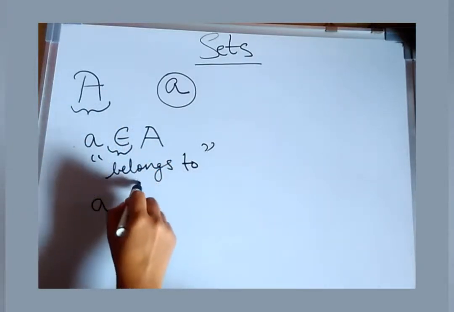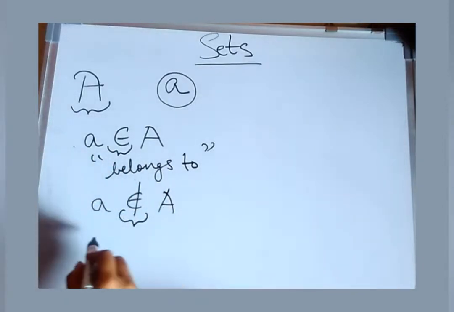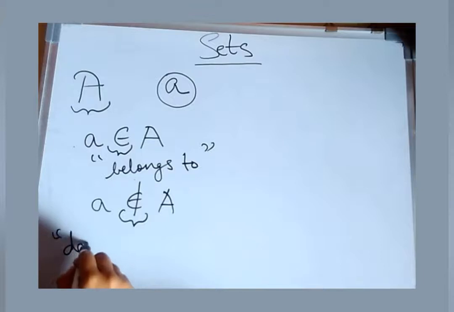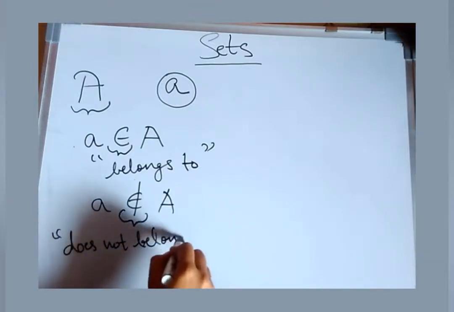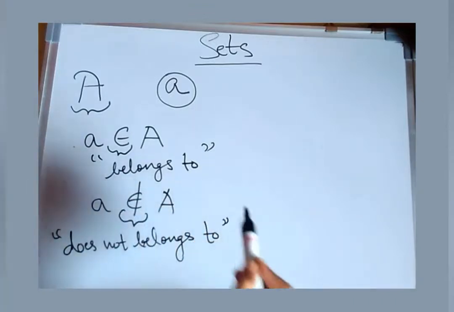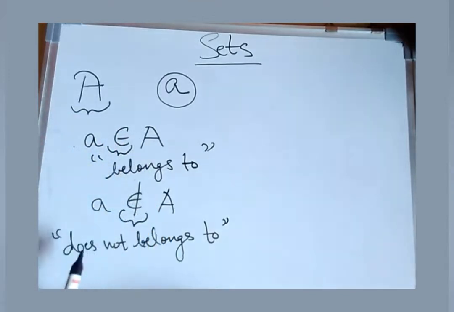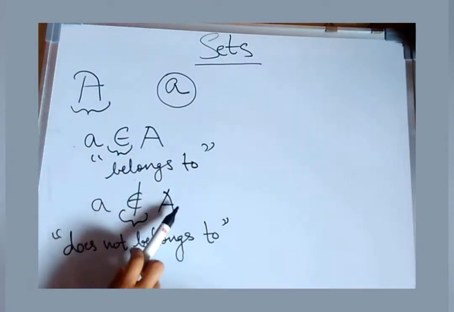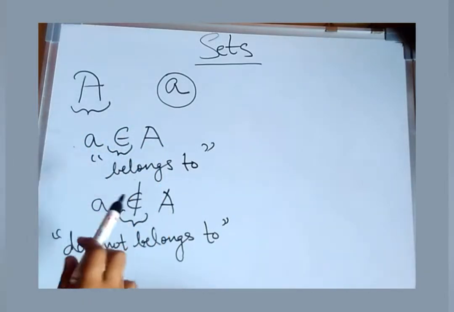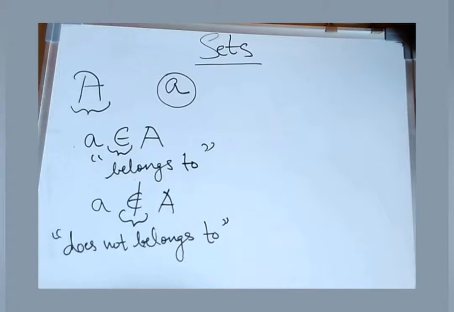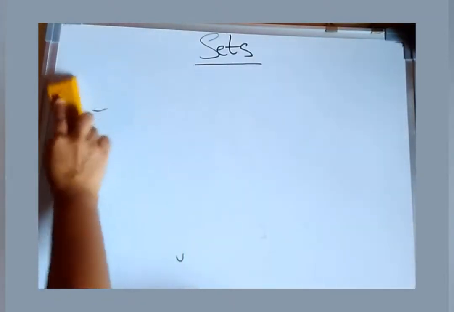And when I write this way, what will this be? Does not belong to. So this symbol means a belongs to the set capital A, and this means a does not belong to the set capital A. Or a is an element of A. Here a is not an element of A. So these are basic notations that we will follow whenever we are talking about set theory.